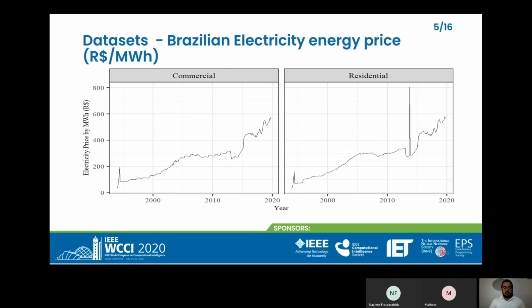It's important to highlight that the high value presented by the residential electricity prices in October 2013 can be seen as an outlier, and it can be attributed to the climate, political factors, or even measurement errors.